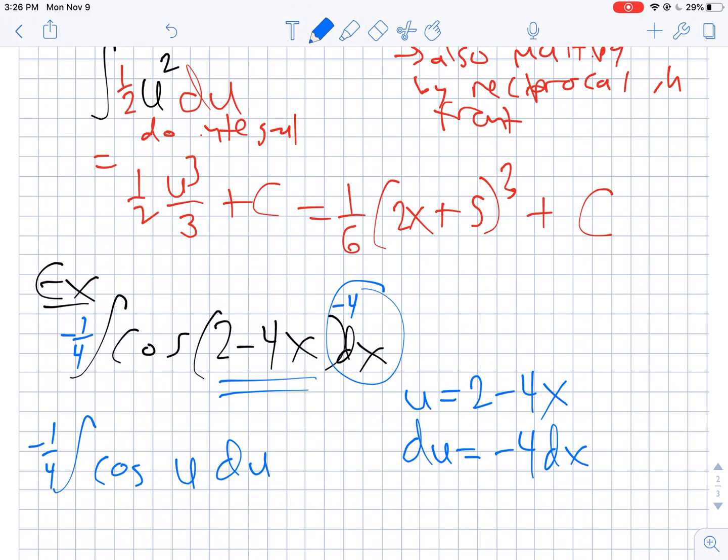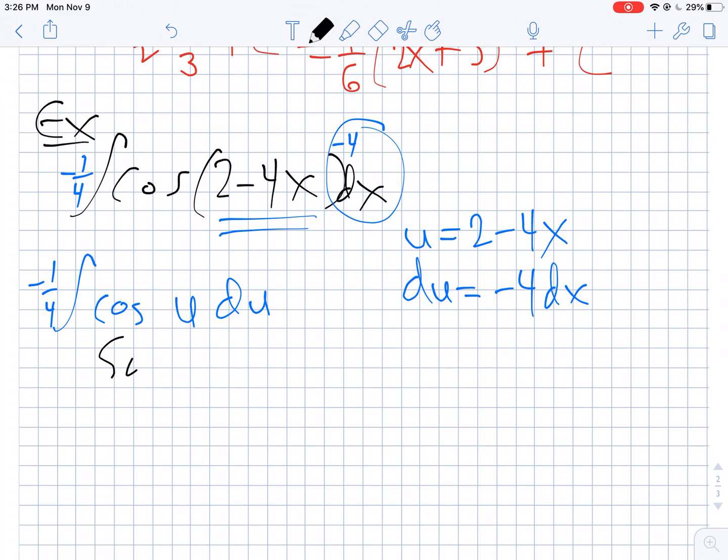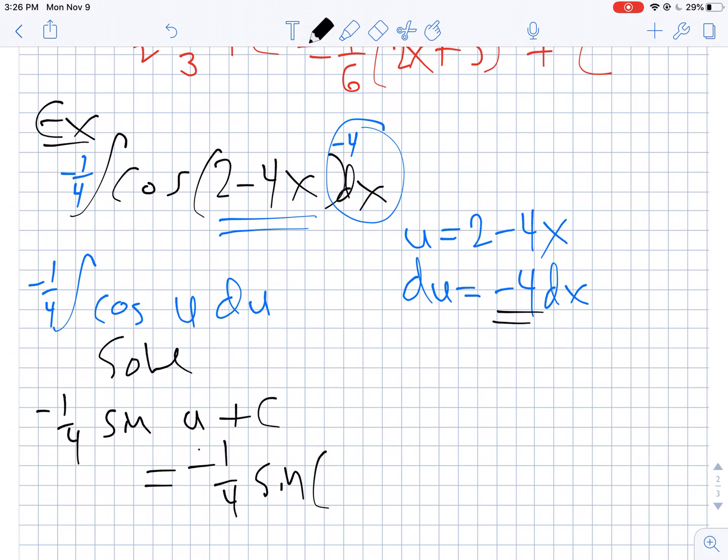And again, this is the point. This is what you're trying to do, is take your integral and turn it into a simpler one in terms of u. Now, I can go ahead and solve this. So I worked with the negative 4 and the negative 1/4. So now, the integral of cosine is sine, so negative 1/4 sine u plus c, also known as negative 1/4 sine, and then I'll plug this back in for the u, sine of (2 minus 4x) plus c.